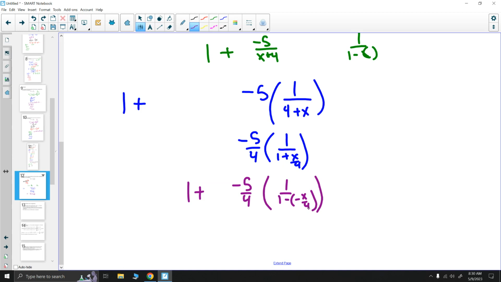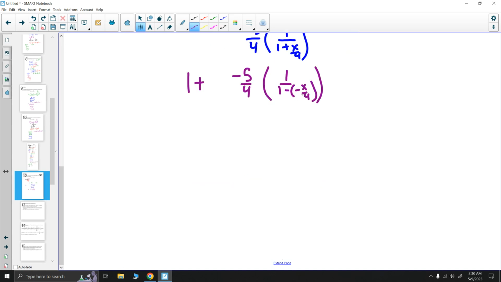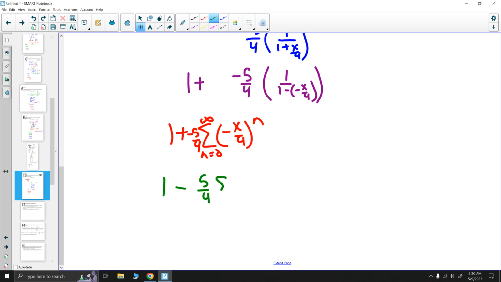Which, if you remember, 4 is going to be like 2 squared if we need to write it later, but anyway. So that means this is 1 plus the sum, n equals 0 to infinity. We have a negative 5/4 outside our sum, so I'm going to keep it there. This is our sum, negative x over 4 to the n. Okay, so that means that this is 1 minus 5/4 sum n equals 0 to infinity. This is an alternating series. That would be negative 1 to the n, x to the n over 4 to the n.